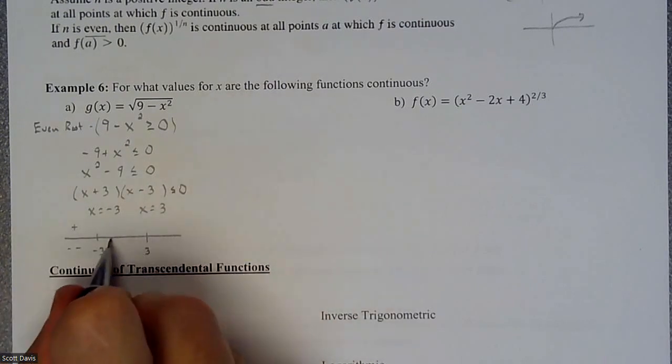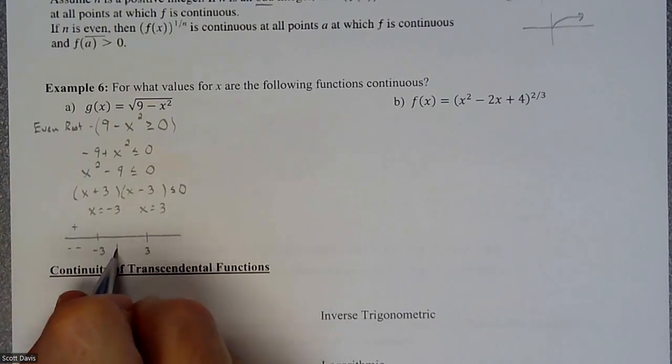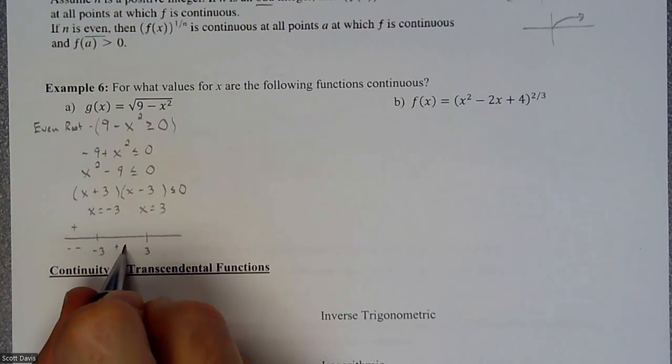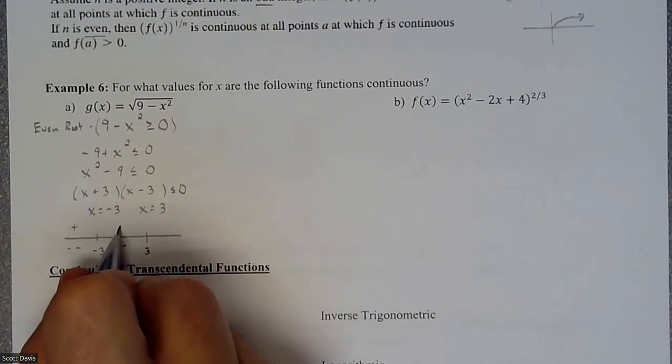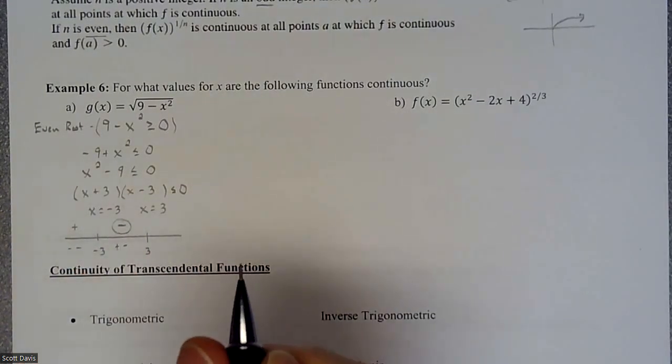If I plug in a value in this range, let's say a 0, I'd get a positive in one parenthesis and a negative in the other parenthesis, and they would multiply to a negative. A negative value is going to be less than or equal to 0. That's going to be a good section.